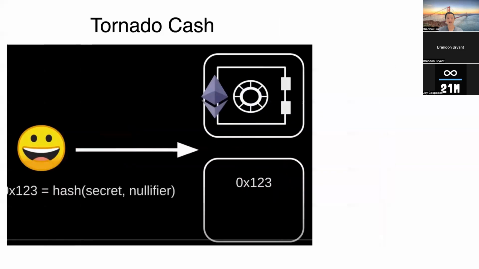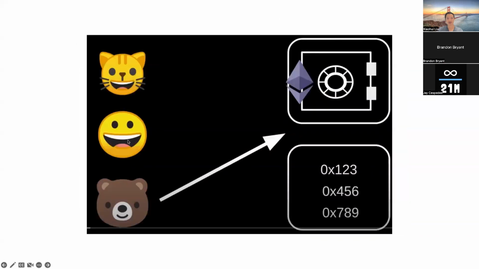The same process: Bob can also deposit and maybe ends up with 456, and Charlie, the third user, can also deposit and become, let's say, 789. Okay. So far, so good.